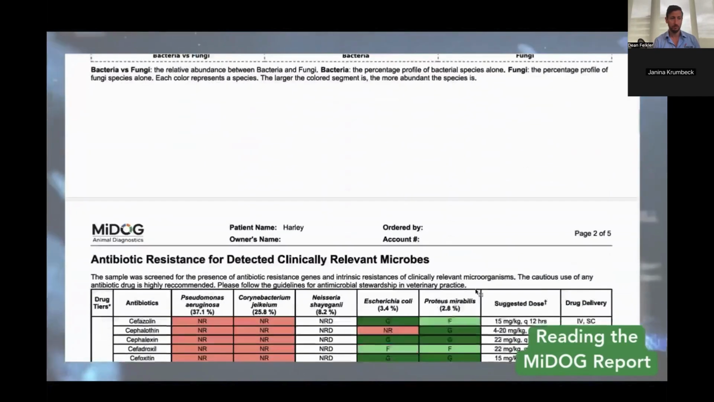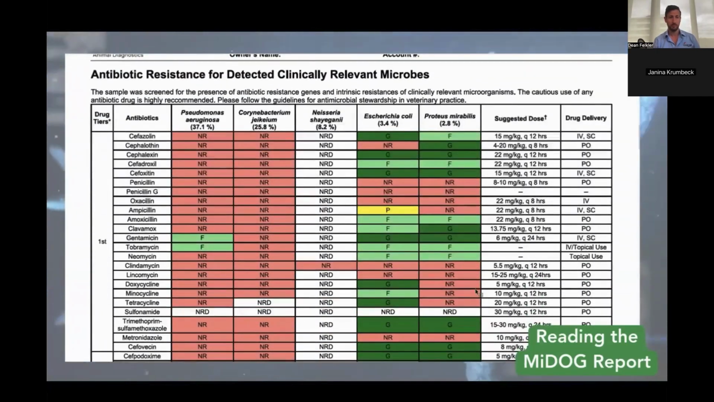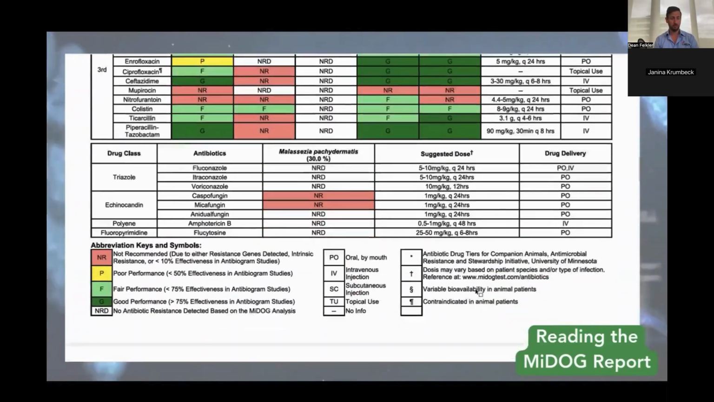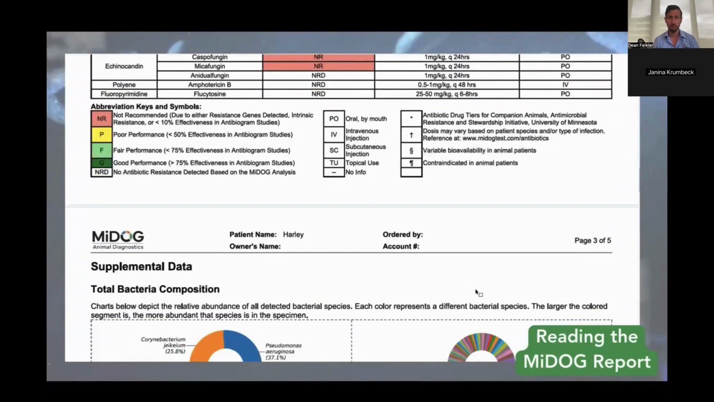You get cell counts, so it's quantitative. We test for 43 different antibacterial drugs and 8 antifungal drugs for any kind of sample. And we always have free consultation available for all these tests as well.